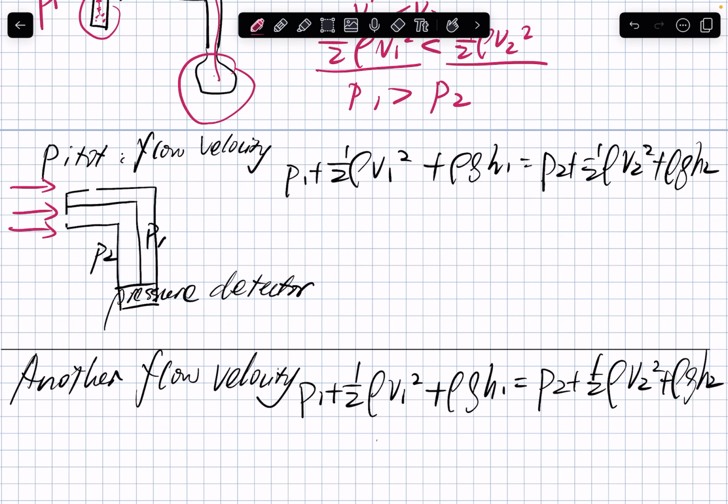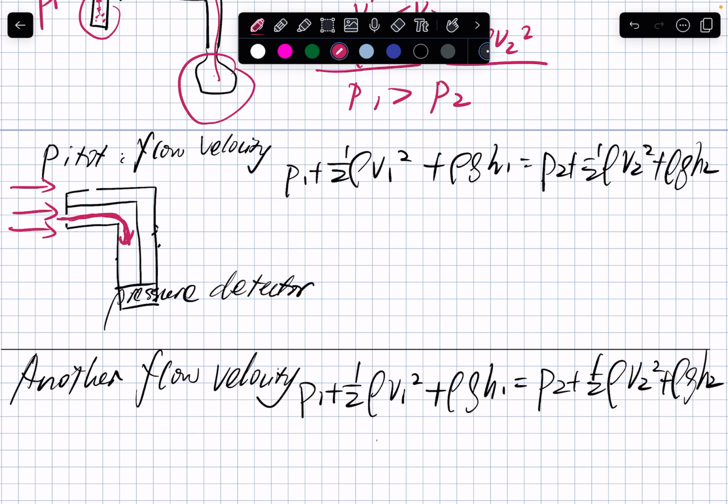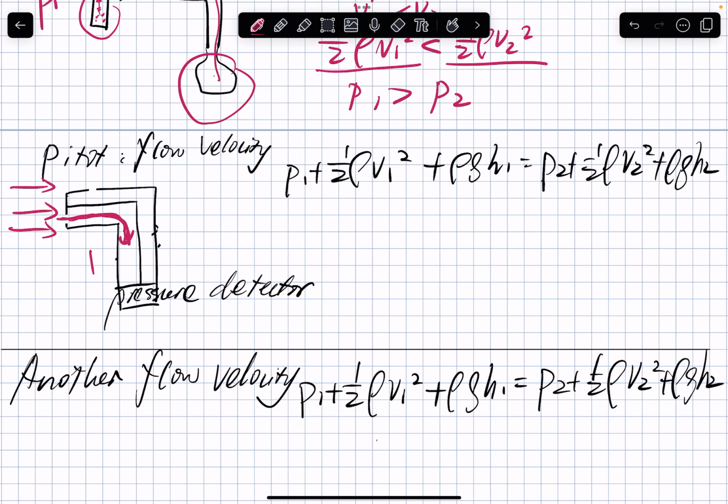So when a flow goes there, we know that it would enter here, but it won't enter here due to the orientation. So you have some fluid going in there. And then let's say that I have these two different tubes. I'll say this is tube 1, and this is tube 2.